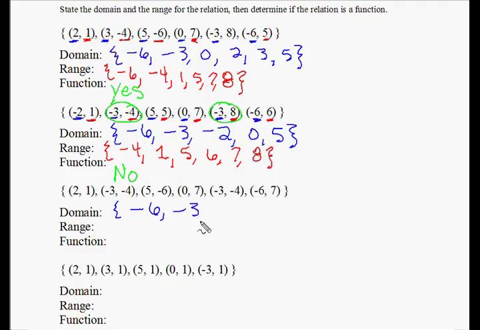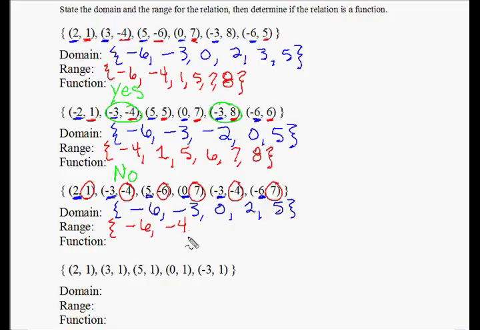In this next example, our x values for domain start at -6, -3, 0, +2, and +5. So our x values are how we determine the domain. The y values are how we determine the range. So as you can see here, our y values go from -6, -4, +1, and +7. So all of those are the range.